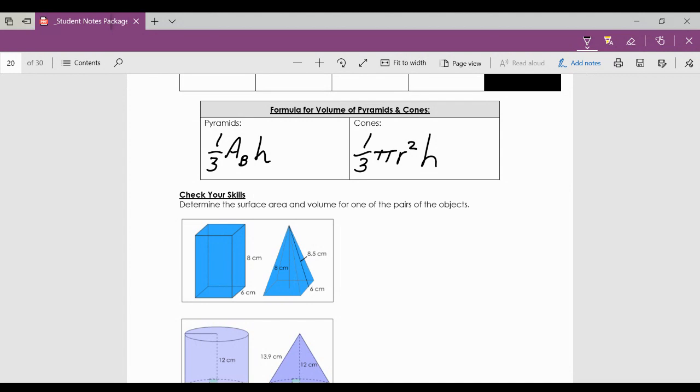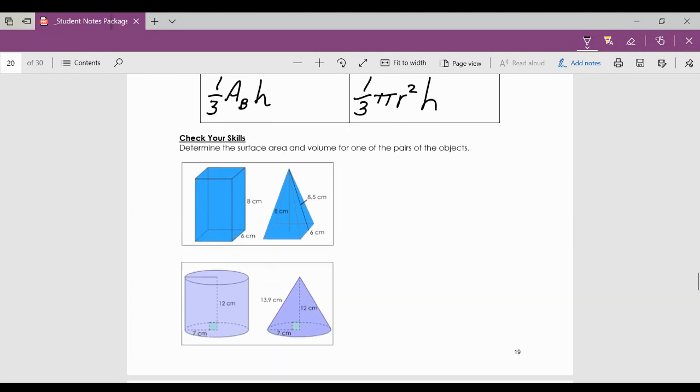So let's do a couple of examples. Here it says determine the surface area and volume of the pairs of the objects. We'll just do the volume. So I'm going to do the volume of the rectangular prism. The area of the base, here's the base down here, and it's a square, so it's 6 by 6. And the height of that prism is 8. When you multiply those out, you get 288 centimeters cubed.